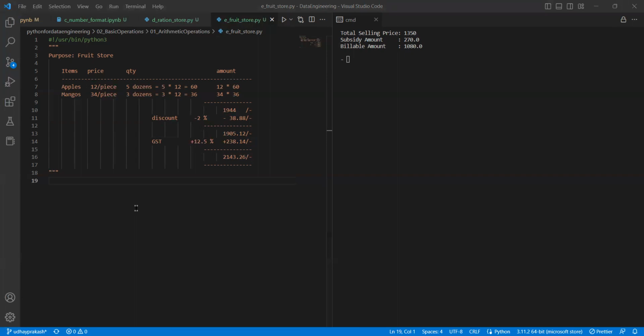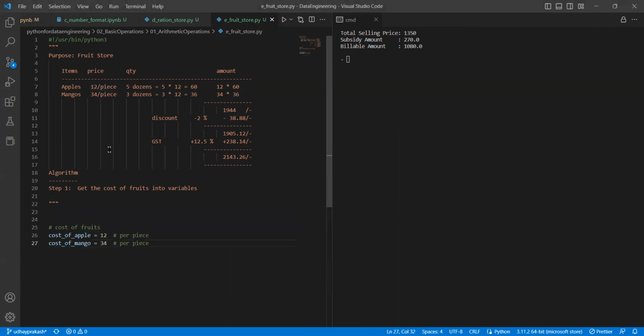First, get the variables of the piece prices, right? When you're writing the algorithm, we need to first write the cost of the fruits into variables. What are the prices? So cost of apple is equal to 12 per piece. Cost of mango is 34 per piece. Fine. And similarly, we go for the quantity.